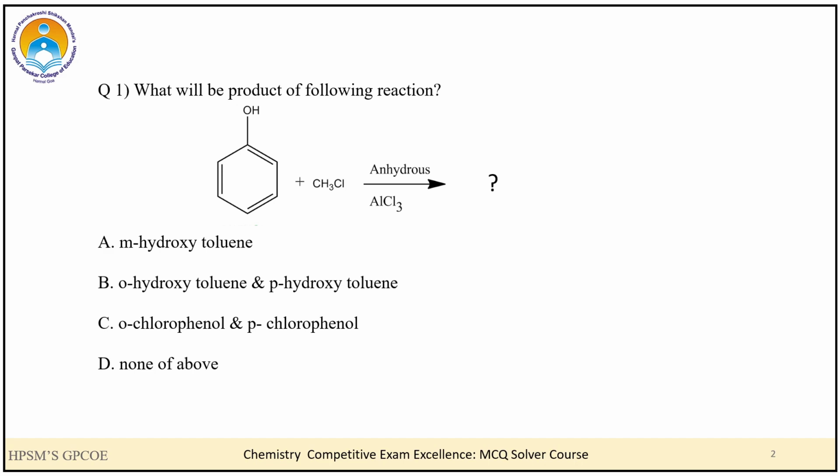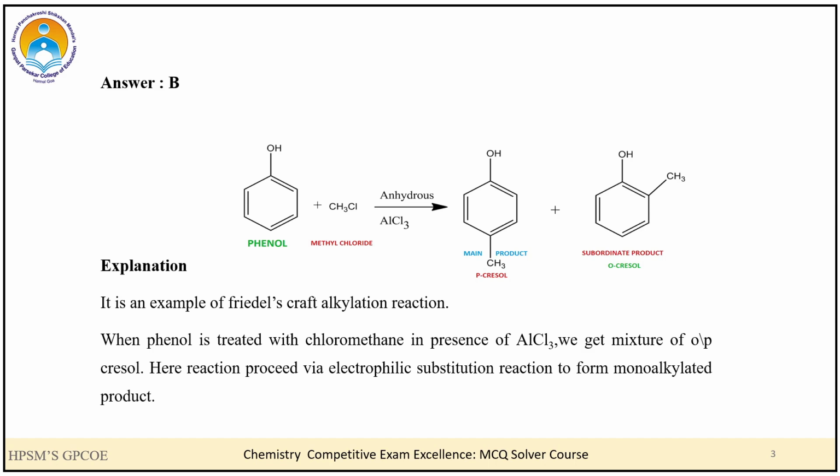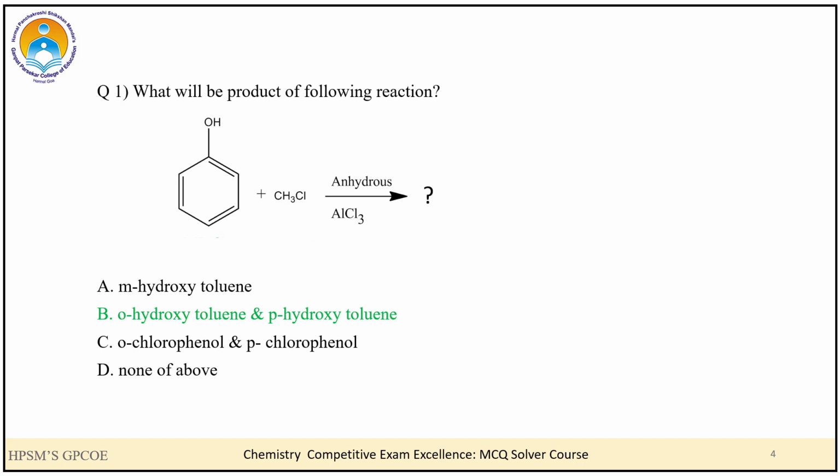So the options given are: A, metahydroxytoluene; option B, orthohydroxytoluene and parahydroxytoluene; option C, orthochlorophenol and parachlorophenol; and D, none of the above. So this is a classical example of Friedel-Crafts alkylation reaction wherein phenol reacts with methyl chloride to give paracresol and orthocresol. Your main product formed is paracresol in major quantity. So the answer will be option B, that is orthohydroxytoluene and parahydroxytoluene.